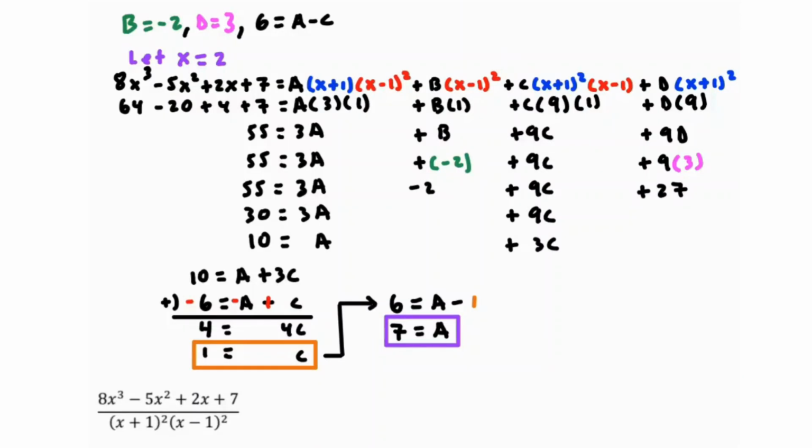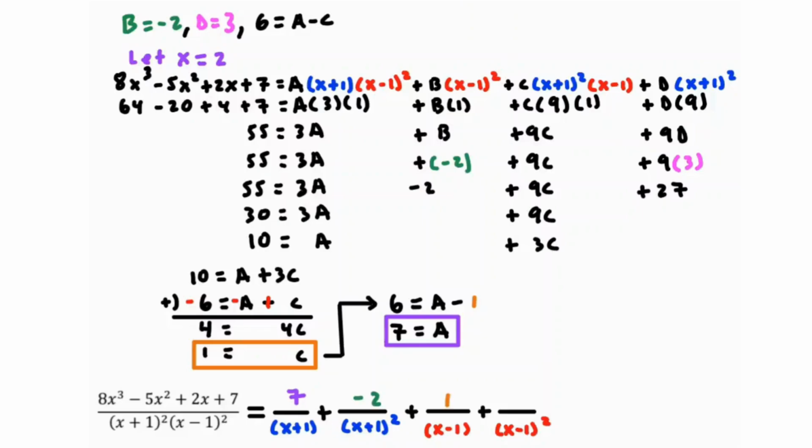So here's our fraction. If we write the partial fraction, we have A over (x plus 1) plus B over (x plus 1) squared plus C over (x minus 1) plus D over (x minus 1) squared, where A was 7, B was negative 2, C was 1, and D was 3. So here's a partial fraction decomposition with multiple repeated linear factors.